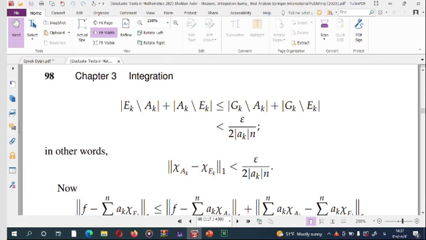The Lebesgue measure of E_k minus A_k plus the Lebesgue measure of A_k minus E_k is less than these two, because both E_k and A_k are subsets of G_k, so this is less than G_k minus A_k, and this is less than G_k minus E_k. And all of this can be considered arbitrarily small, so this is less than this, for example.